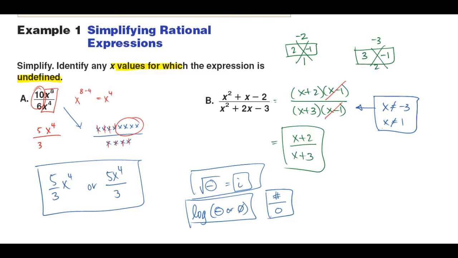Probably also here in example A, I should have said x cannot equal 0 because I don't want a 0 in the denominator, and that's the only x value that would be bad. So there's our excluded values. Excluded values tell me what numbers are bad in a certain problem. And there you have it. That would be how you simplify a rational expression.